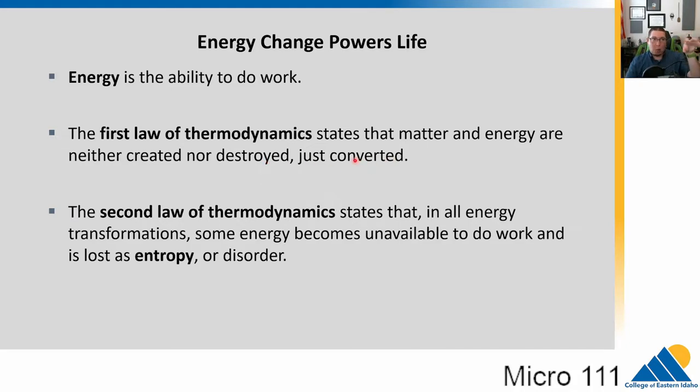So we take a molecule and we break it apart. We convert some of that into energy, but we're not destroying matter in the process. We're not destroying energy in the process. The second law of thermodynamics states that in all energy transformations, some of that energy becomes unavailable to do work and is lost into this thing we call entropy or disorder. So basically, this is meaning that we don't destroy matter, we can convert it to energy, and that work is never 100% efficient. We always lose something here to entropy. Cells are using these principles when they're doing chemical reactions.